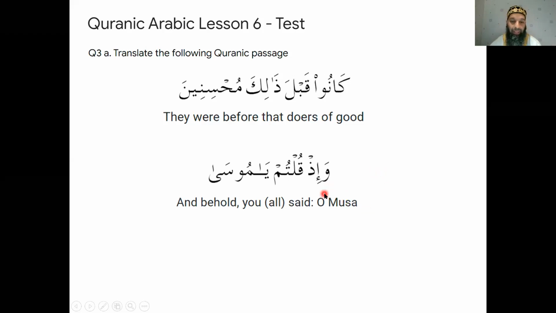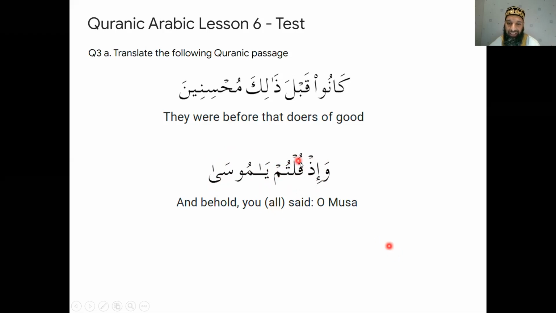Wa'idh and behold. Sometimes they translate and when. But I'm just going to keep to the translation of the book. And behold. Wa'idh. Qultum. So what is qultum? We've done it. It's in the table. Qala, but it's plural. You all. Qultum means you all. So, and behold, you all... You all what? The verb is qala. So you all said. Ya Musa. O Musa. This ya is for calling. We say Ya Allah, O Allah. So here, وَإِذْ قُلْتُمْ, and behold, you all said, Ya Musa, O Musa.